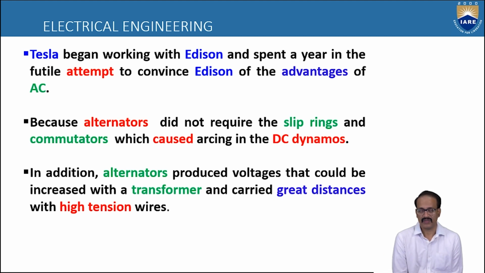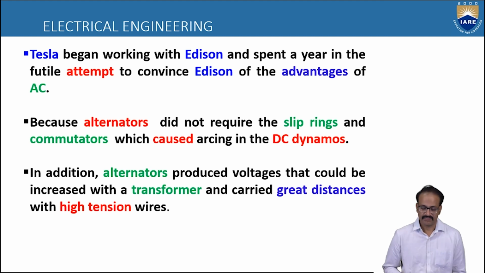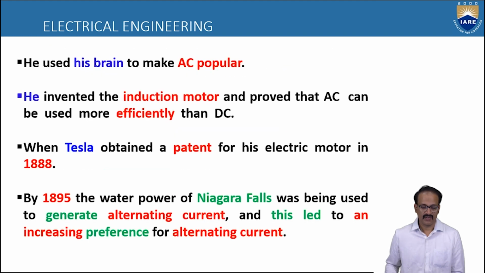Even with wind power there is rotation. Even with solar thermal power there is rotation and a turbine involved. So wherever a turbine is involved, AC is produced naturally. Only if you provide a commutator can you convert it into DC. Except for photovoltaic cells, which naturally produce DC power. So Tesla was able to convince people.